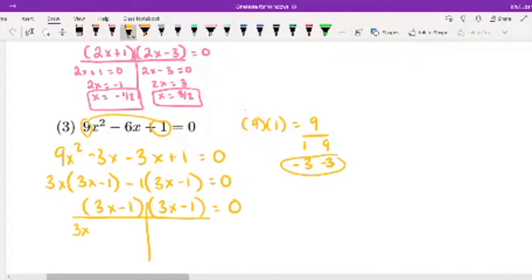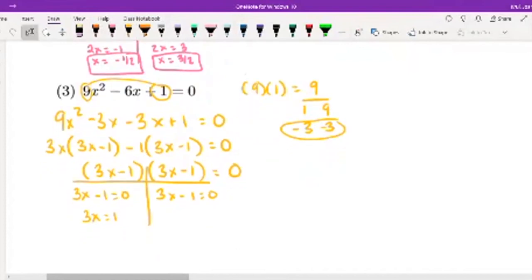So we get 3x minus 1 is 0. And again, since it's the same exact factor, you really only have to do this once. So your answer is just 1/3. And again, you can see that it's 1/3, but you don't have to circle it.